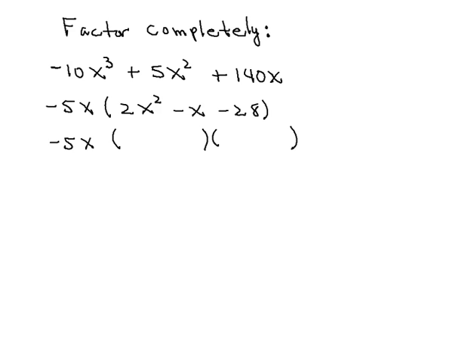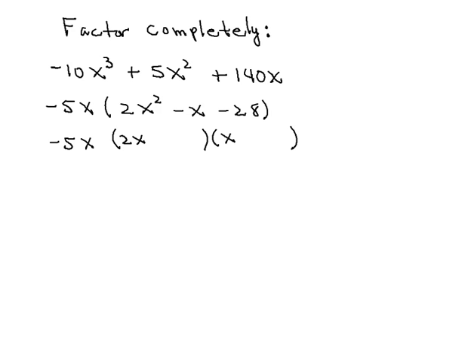Now we know that the first terms in each of the binomials must, when multiplied, produce 2x squared. So I think you'll agree with me that the only options then would be for 2x being in one binomial, then x being in the other. Now, the next terms in the binomials multiplied together must be negative 28. And so the options we have would be 7 and 4 or 28 and 1.